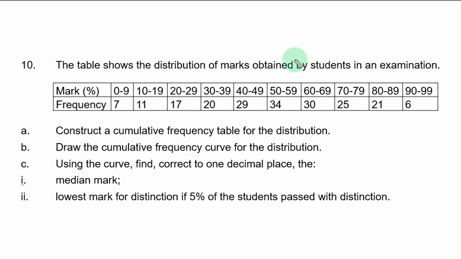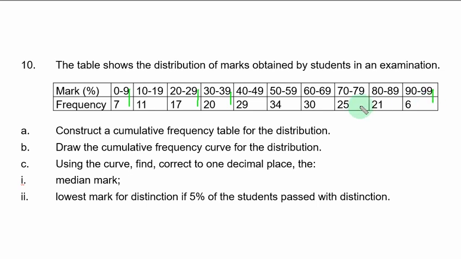Question 10. The table shows the distribution of marks obtained by students in an examination. You have the mark in percentage from 0 to 9, and 7 students fall in that group. 10 to 19, 11 students. 20 to 29, 17 students. 30 to 39, 20 students, and so on. You have the last group, 90 to 99, with 6 students.